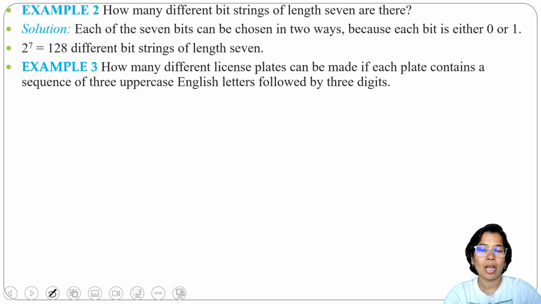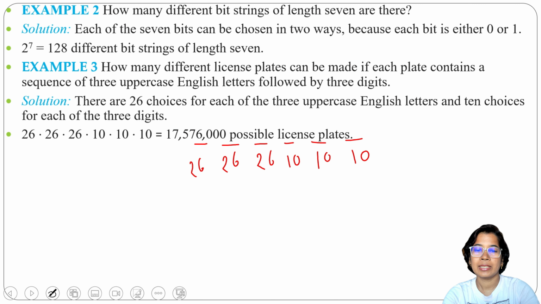Next, example 3. How many different license plates can be made if each plate contains a sequence of 3 uppercase English letters followed by 3 digits? So there is a total length of 6. The first 3 can be uppercase letters, and the next 3 can be any digit. So here there are 26 possibilities, it can be any letter, and for these 3 there are 10 possibilities each. It can be any digit from 0 to 9. So just multiply 26, 26, 26, 10, 10, 10. It's 1757600. So this many license plates are possible.